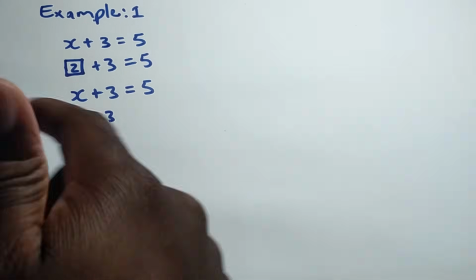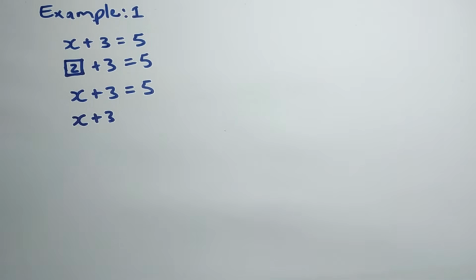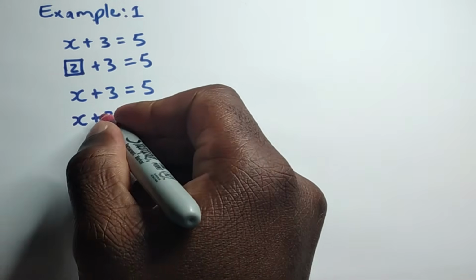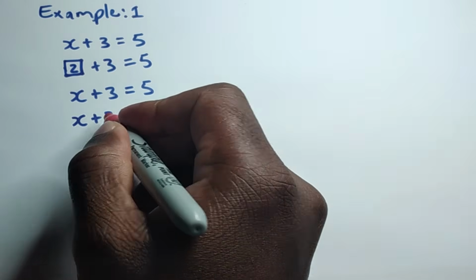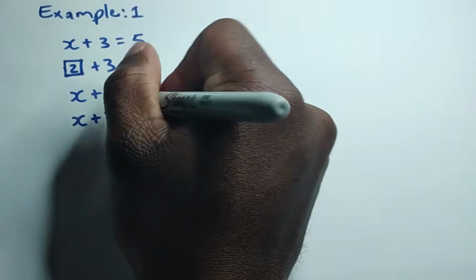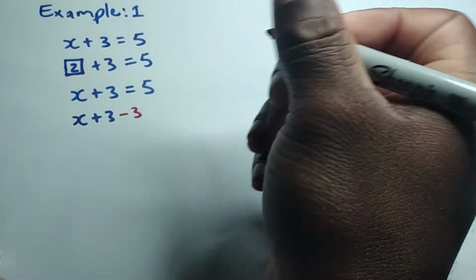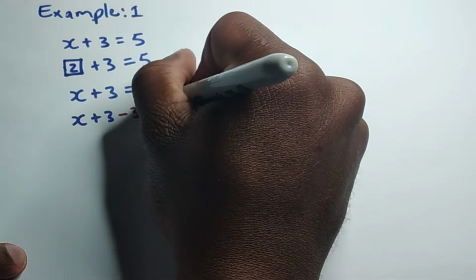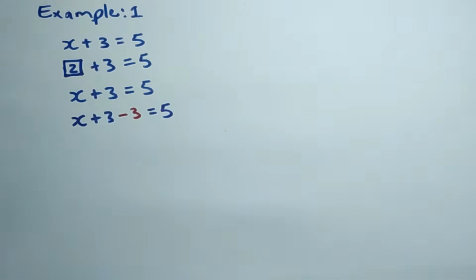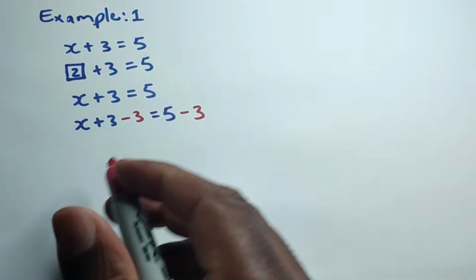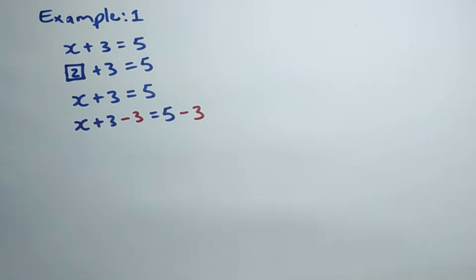To do that, we need to get rid of this positive 3 right here. Now, in order for us to get rid of this positive 3, we are required to do the opposite of this operation, which is addition. The opposite of addition is subtraction. So the opposite of adding 3 is to do what? Minus 3, alright? So we have to minus 3 from this side. And whatever we do to one side, we have to do the same thing to the other side to keep the equation balanced. So if we minus 3 on this side, we are also required to minus 3 on the other side, alright?